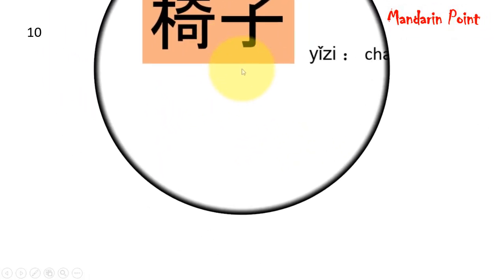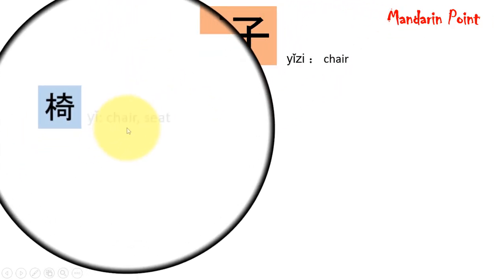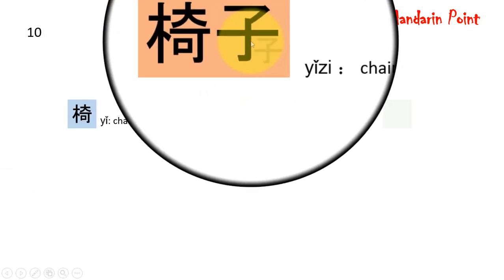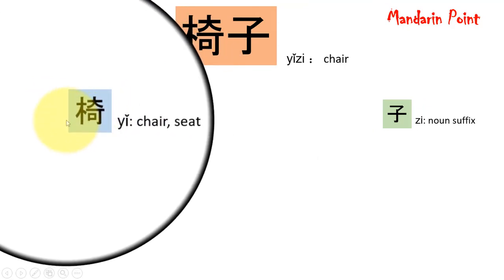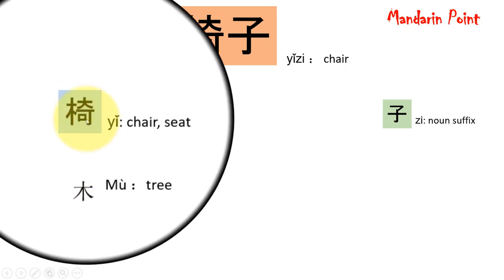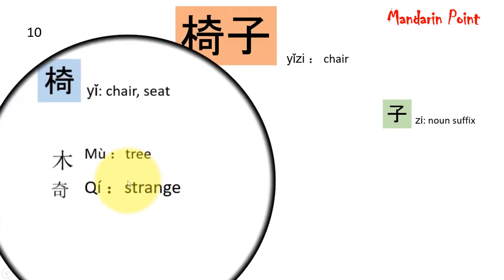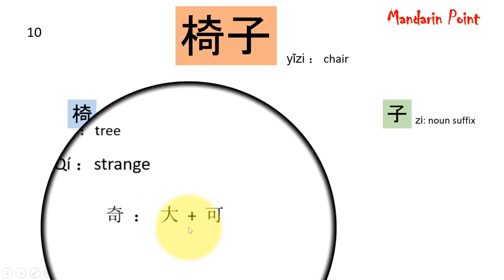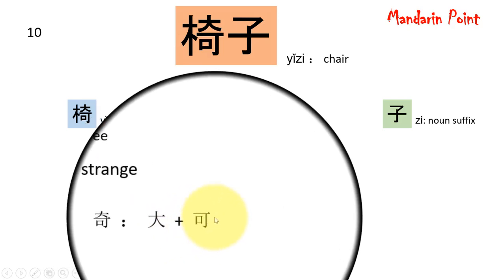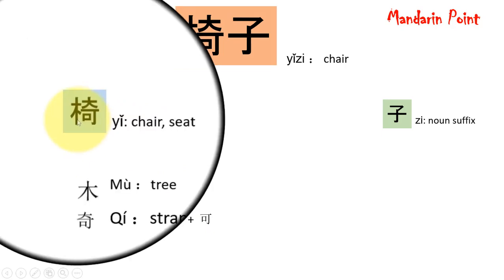Yizi means chair. On left side once again we have this e, which means chair or seat, and this is z, meaning noun suffix. This e can further be decomposed. On left side we have this mu, which means tree, while on right side we have this chi, which means strange. This chi can further be decomposed. At the top of it we have this ta, which means big, and this is k, which means possible. And when we're going to add this mu on its left side, it is going to give us e, which means chair or seat. So this one is mu, ta, k.